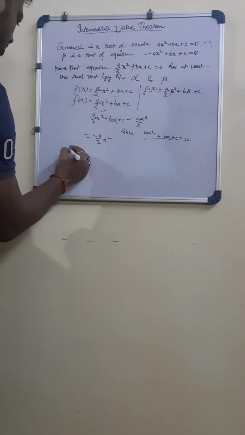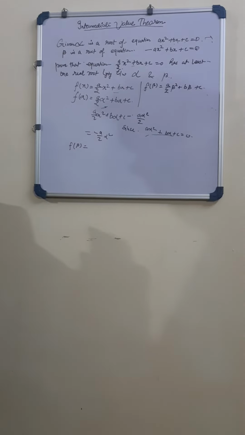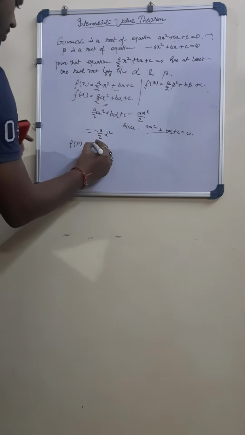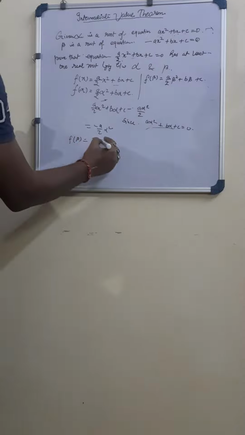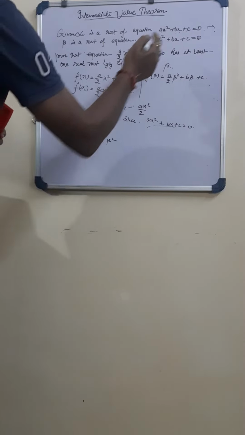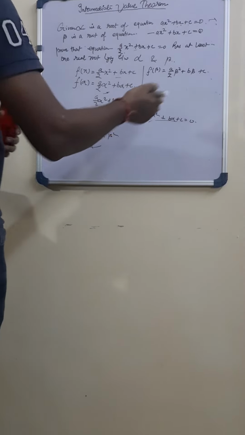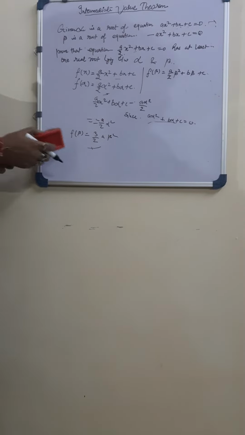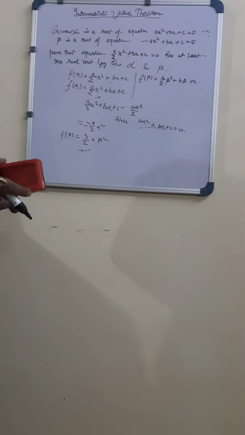In the same fashion, f of beta will be reduced to 3 by 2 of a beta square. Again, since this is a negative value and this is a positive value, we can conclusively say that there exists a real root between alpha and beta.